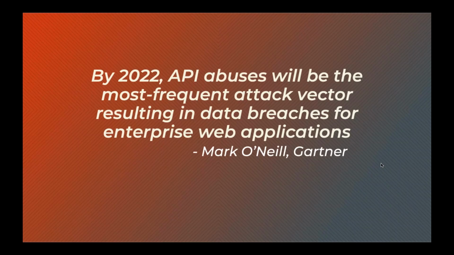Add on top of that, we're all used to traditional web applications, but what's starting to happen is that APIs are taking over the world. I think one source said there's 20,000 plus public-facing APIs out there today, and Gartner says that by 2022, API abuses are going to be the most frequent attack vector that results in data breaches. So not just exploits, but actual attacks that result in data breaches. So these are very serious types of attacks. And we're just in the early stages of this right now, and that's going to be growing.